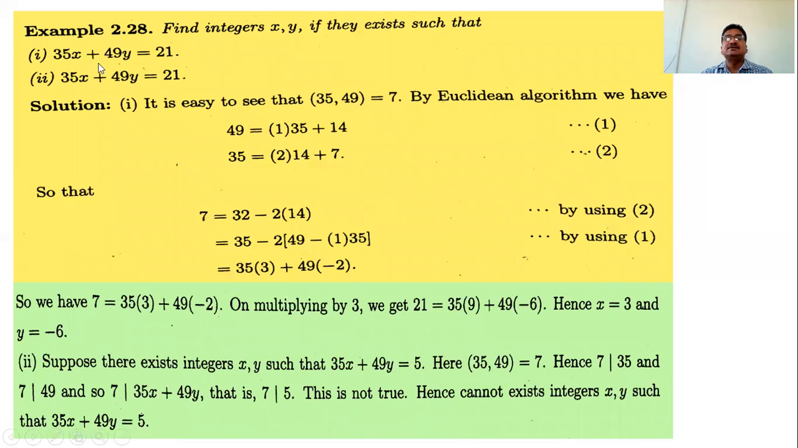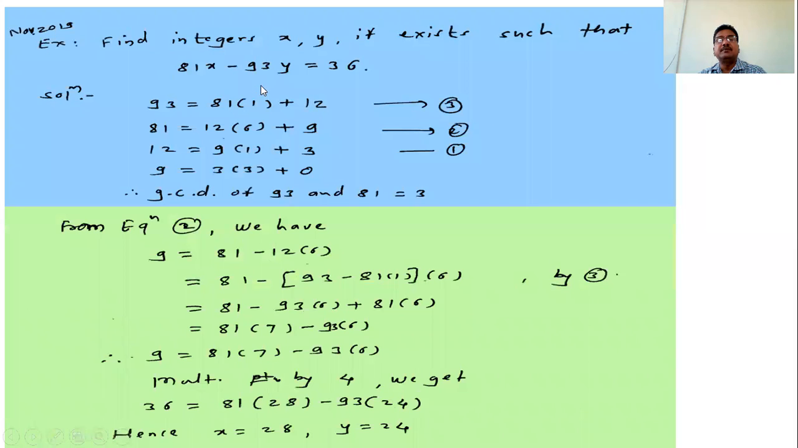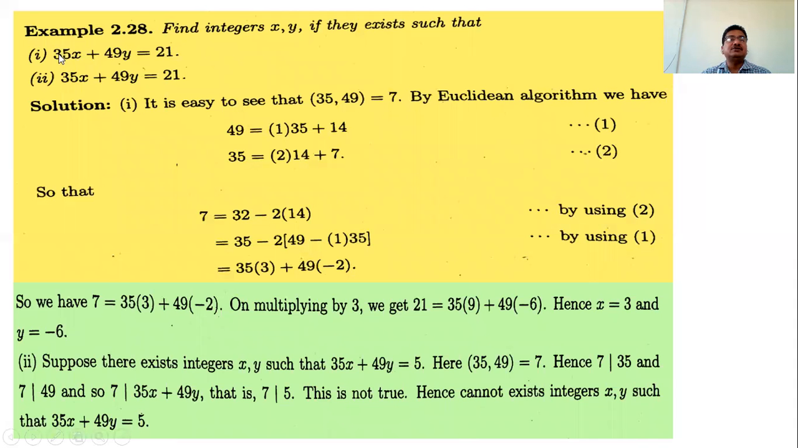Find integers x and y such that 35x plus 49y is equal to 21. This is the problem of this type. First find the greatest common divisor of 35 and 49. Divide 49 by 35, the quotient is 1 and 14 is the remainder. Then divide 35 by 14, we have the quotient 2 and the remainder 7. Then write one more equation, that is divide 14 by 7. Then quotient is 2 and remainder is 0. And obviously, the greatest common divisor of 35 and 49 is 7. We have this answer.